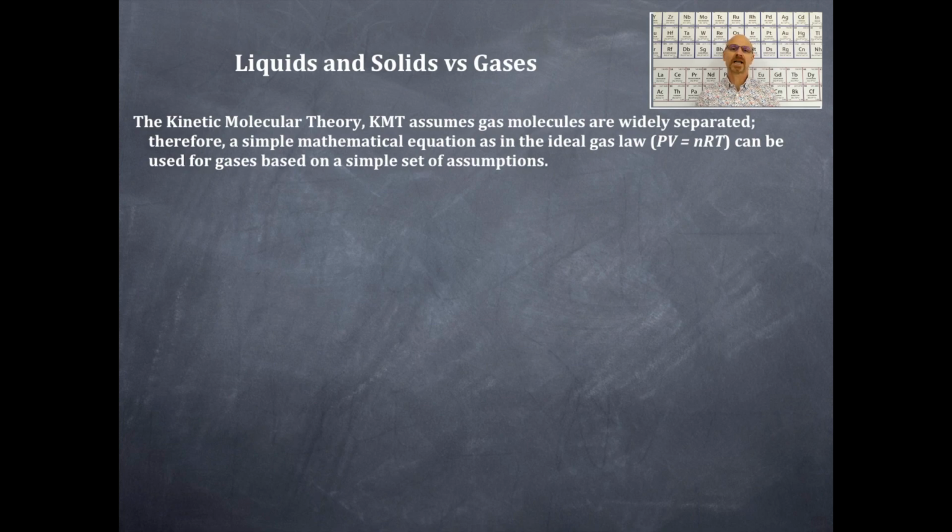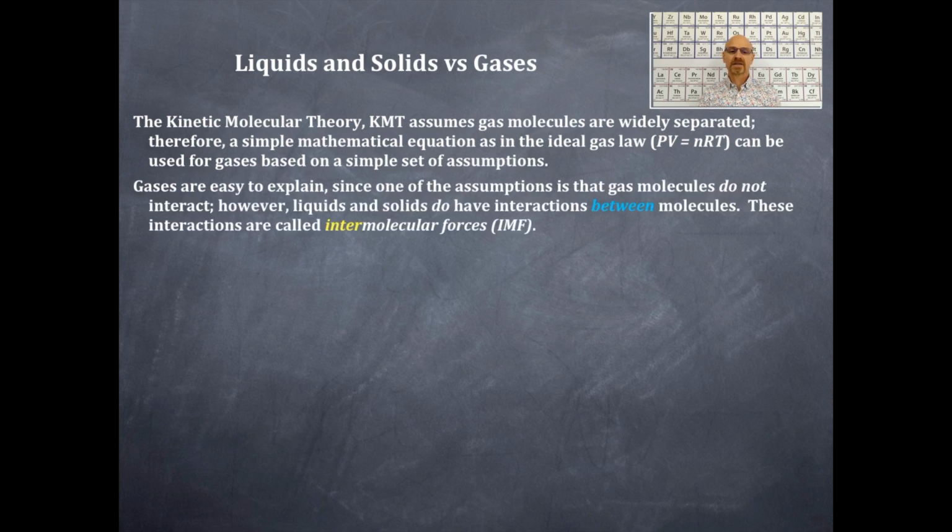That's PV equals nRT, and this works because of the assumption that gas molecules are far apart and have no intermolecular forces. Gases can be described based on this simple set of assumptions. Gases are easy to explain, since one of the assumptions is that gas molecules do not interact. However, liquids and solids do have interactions between molecules. These interactions are called intermolecular forces, IMF for short.